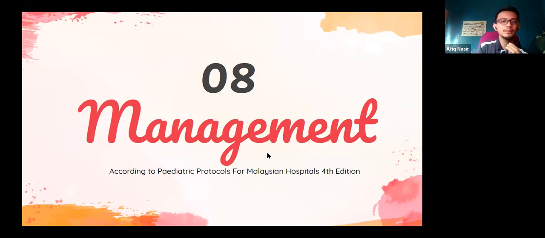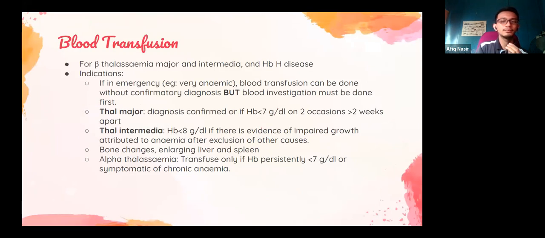Okay, next is the management. The first management for thalassemia, particularly in beta thalassemia major, is blood transfusion. So we do blood transfusion when there is an emergency, when the patient appears very anemic. We do the blood transfusion without the confirmatory diagnosis of thalassemia. However, we must do a blood investigation first to determine the blood type of the patient.